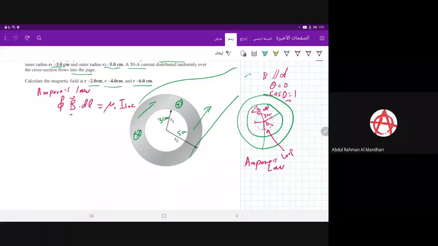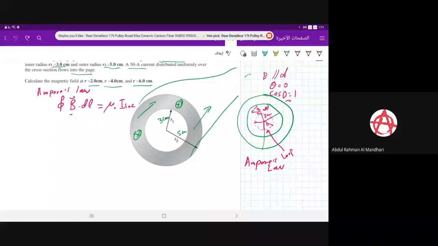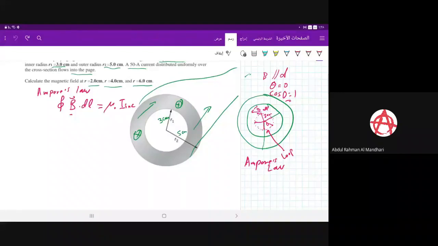at R equals 2 centimeters. This is why we draw our Amperian loop inside here. And as we always told you, this is imaginary. The left side is imaginary, it is not real. So we should apply this here now. But we know that B is constant, because the points are apart with the same distance. So B is out of the integral. It will be a constant, or uniform.